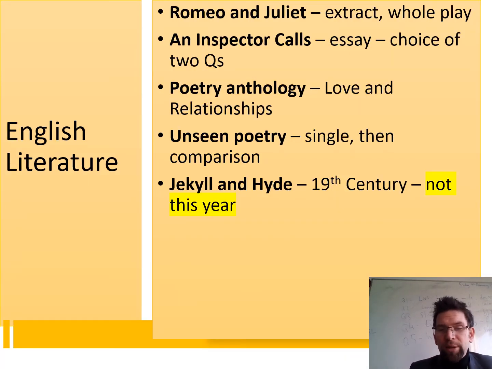English literature, bit of a different beast. As our compulsory text, we have to do Shakespeare. We choose Romeo and Juliet. An Inspector Calls is our reader. Our poetry anthology cluster of 15 poems is Love and Relationships, not Power and Conflict, which is the other cluster. Unseen poetry is also compulsory, which we study in school.